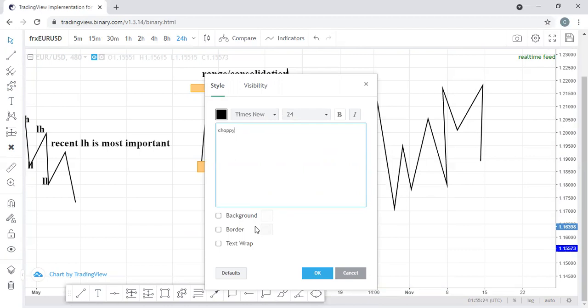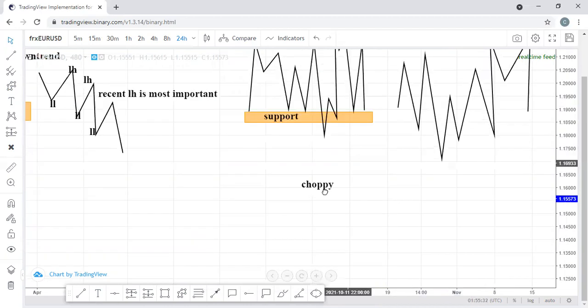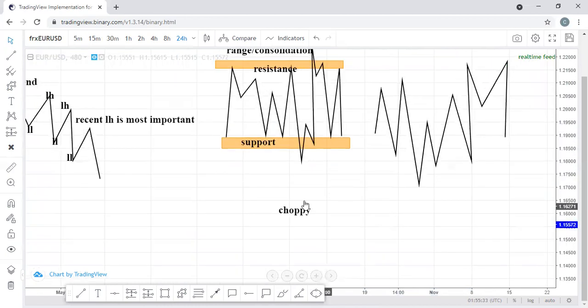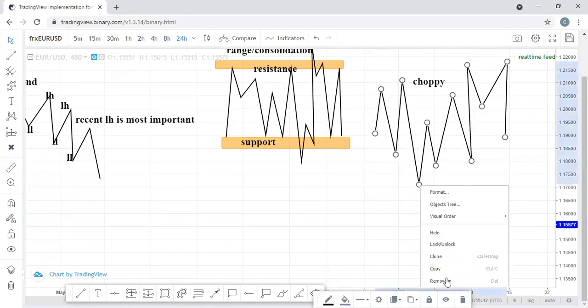We call it a choppy market. So when the market is doing this, the market is actually choppy. This is the fourth and final type of market that we have in our trend. It is called a choppy market. It does not really have a direction, just goes up, goes down, and all of that. So for this course, we don't trade this.